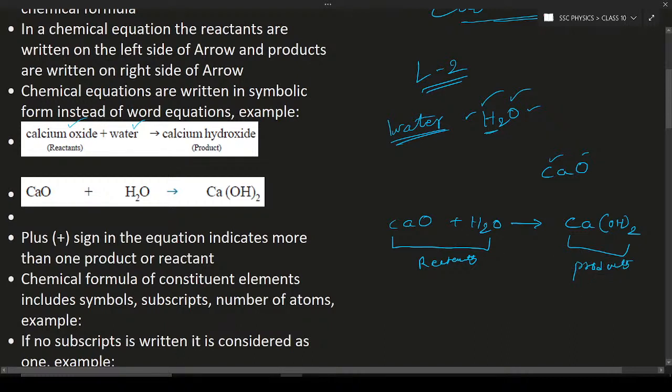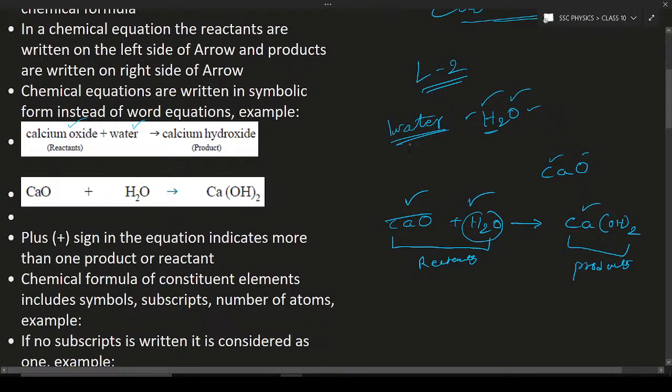Reactants are whatever chemical substances are present before the arrow. Here you can see the 2 reactants, calcium oxide and the water molecule. And at the end, after the arrow, on the right side, you can see the product, calcium hydroxide. So before the arrow are the reactants, and after the arrow you will see the products. This is about the chemical equation.